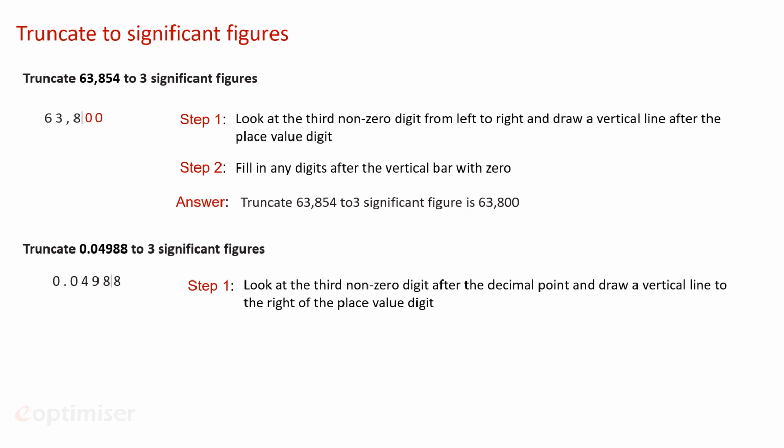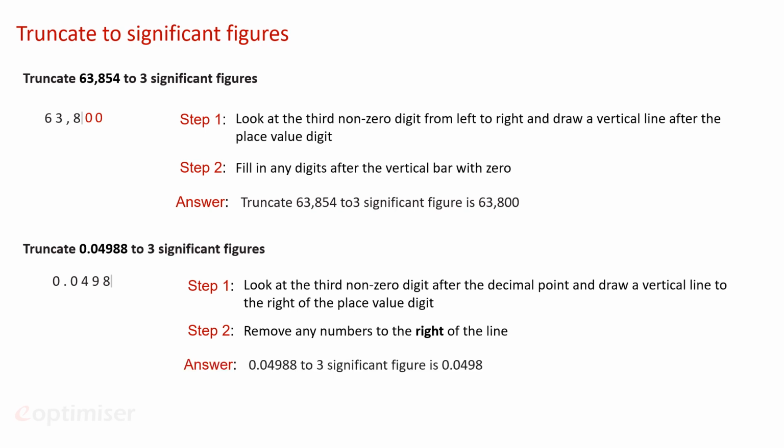Truncate means you are removing any numbers after the vertical line you placed. If they are decimal digits, just completely remove them. If they are whole number digits, then you have to make them 0. So here you are removing them. So truncating 0.049888 to 3 significant figures gives 0.0498.